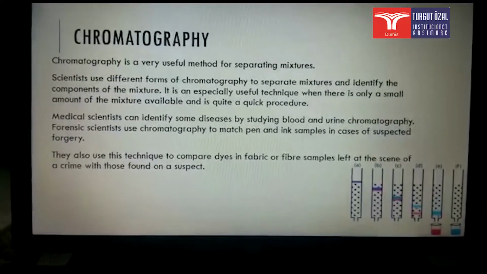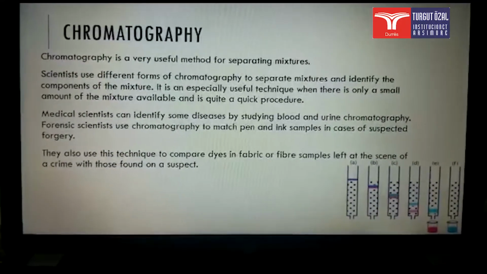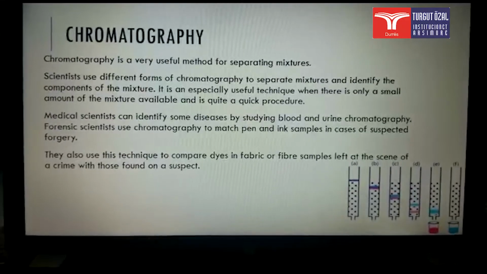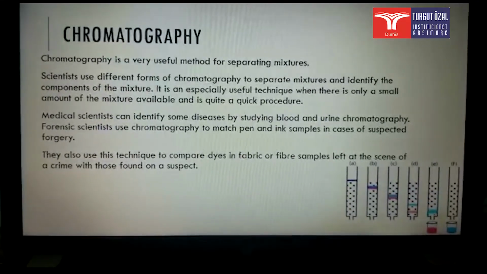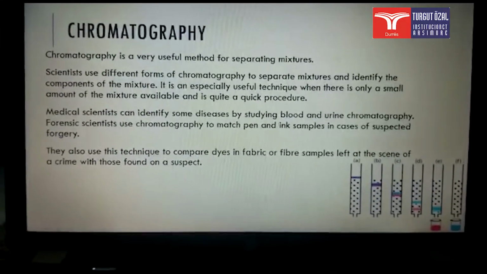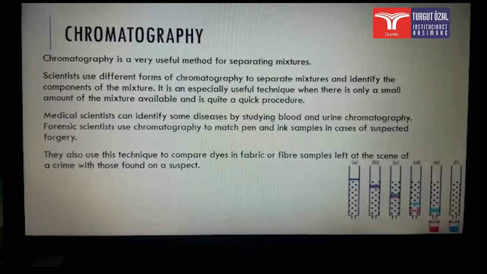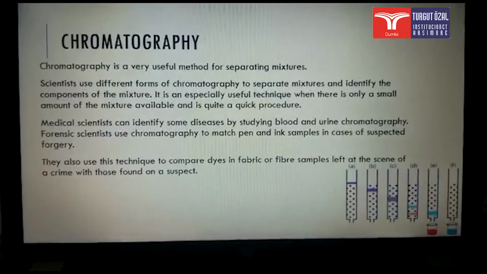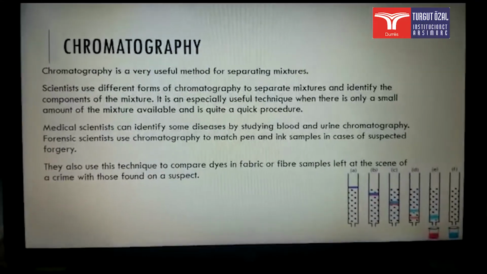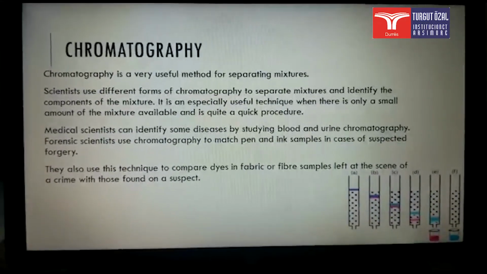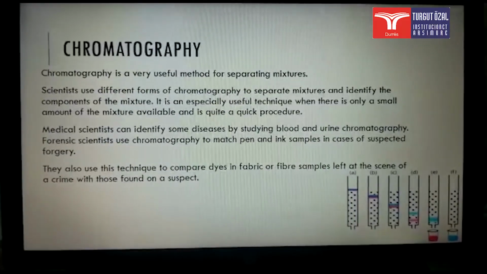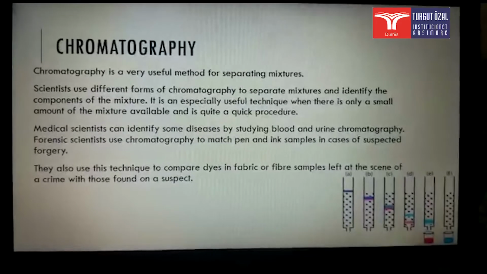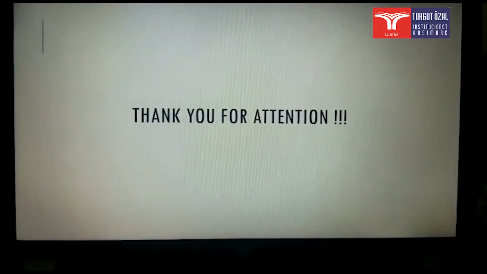This technique is used to compare dyes in fabric or fiber samples left at the scenes of a crime with those found on the suspect. Scientists use different forms of chromatography to separate mixtures and identify the components of the mixtures. It is an especially useful technique where there is only a small amount of a mixture available, and quite a quick procedure.